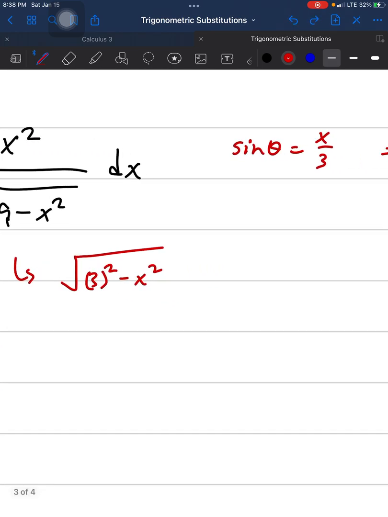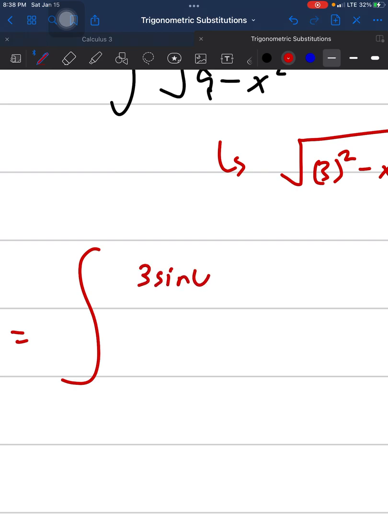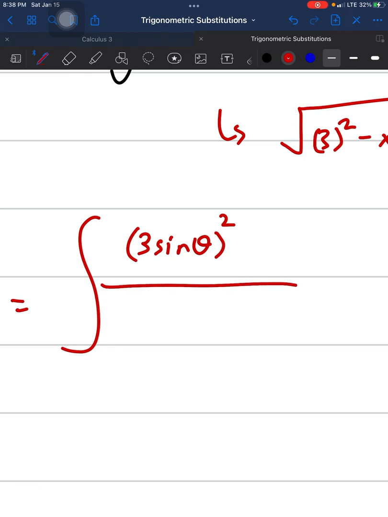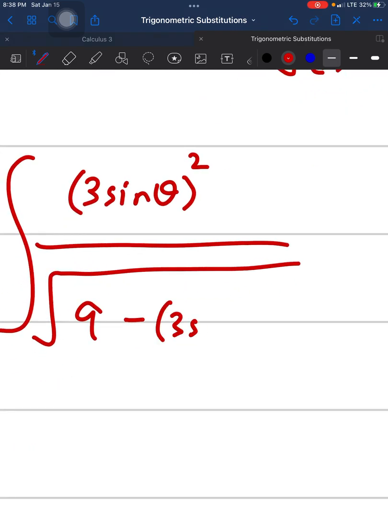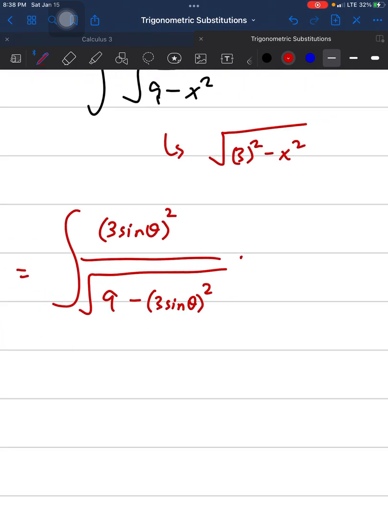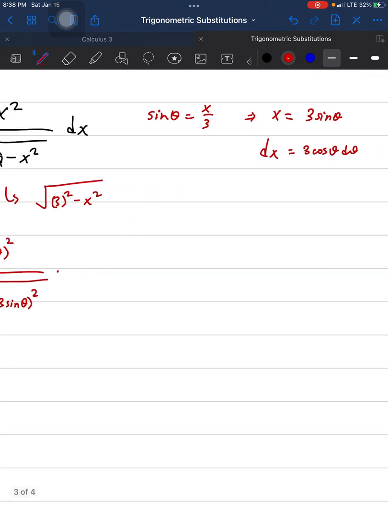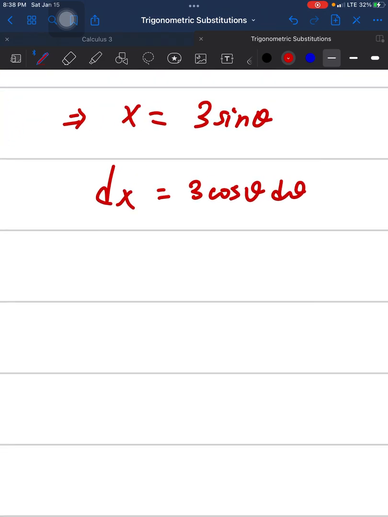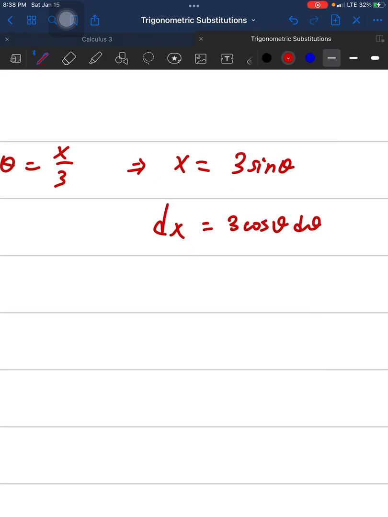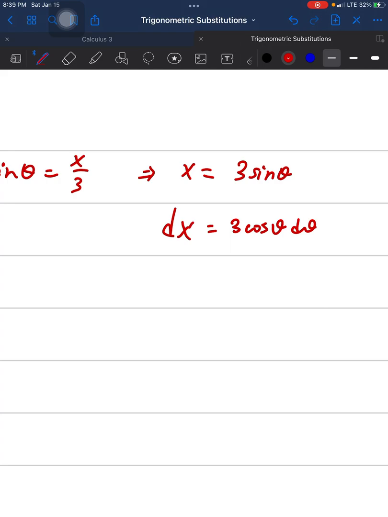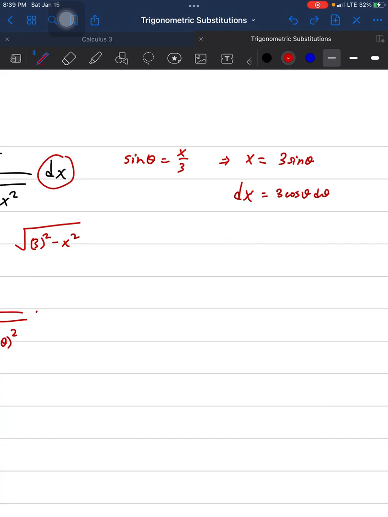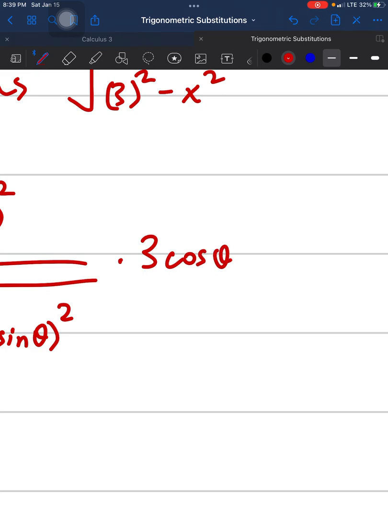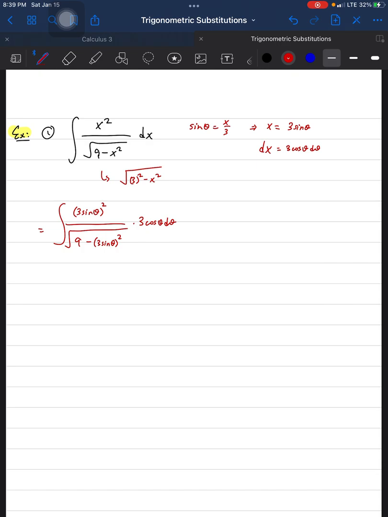So now that we have that, we can start substituting back into the integral. We see that there's an x squared here, so this is going to become 3 sine theta, and we just add a squared, over radical 9 minus, and then we see another x squared here, so we do the same thing, 3 sine theta squared. And right here we're switching from x to theta. When we took the derivative of x, we got dx is equal to 3 cosine theta d theta. So we just plug that in in place of dx. So this is going to be 3 cosine theta d theta.